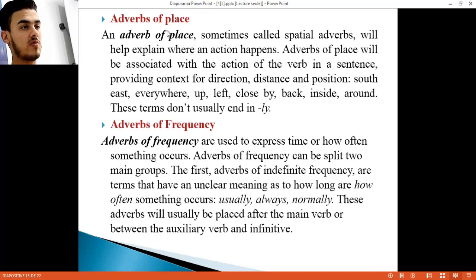We have also adverbs of place. An adverb of place, sometimes called a spatial adverb, will help explain where an action happens.